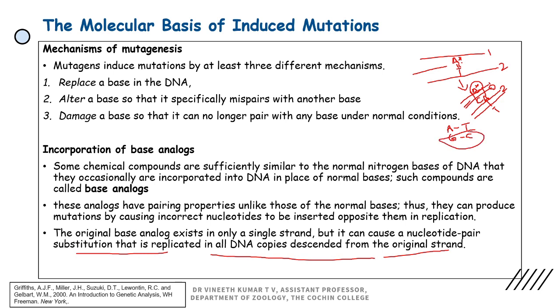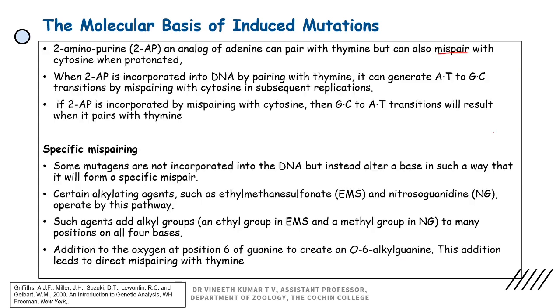Such changes induced by base analogs cause mutation. So here the original base analog exists only in one strand, the second one, but it can cause a nucleotide pair substitution that is replicated in all copies of the descendants from the original strand. That is what we said. From now on, AT is replaced with GC in all descendant strands.